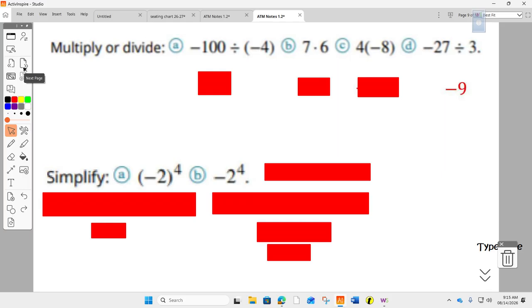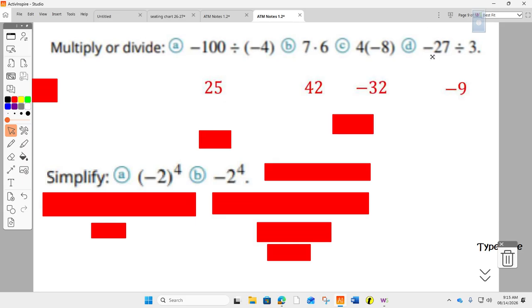Okay. All right, what'd you get for A, Henry? Nope. Yes, 25. What'd you get for B? Who haven't I picked on yet? Caleb? Yep. What'd you get for C? Zachary? -32. Nice. And negative divided by a positive, negative 27 divided by 3, -9.